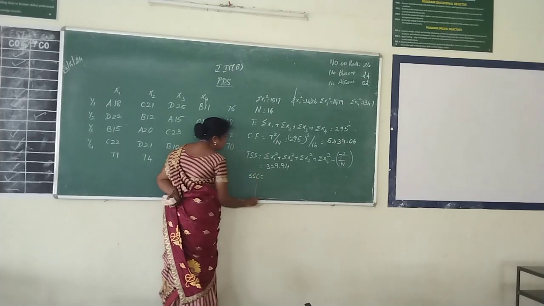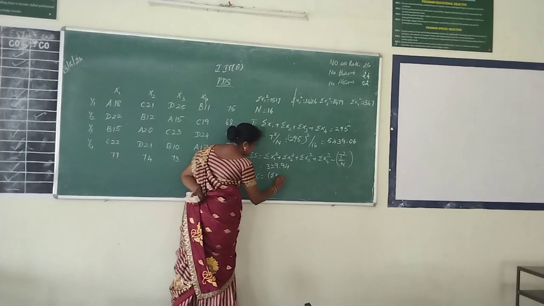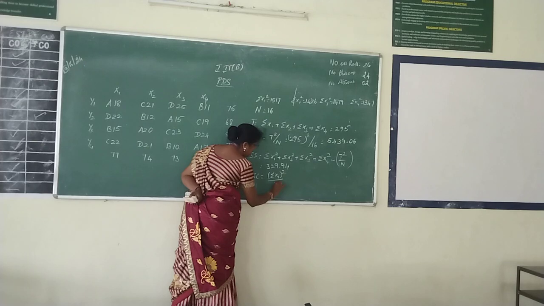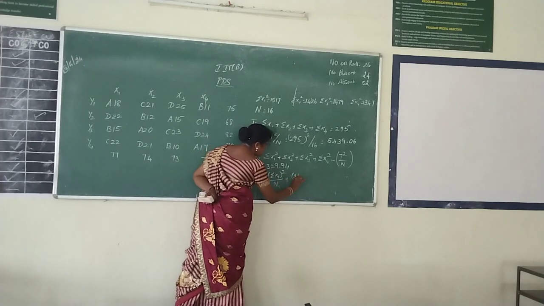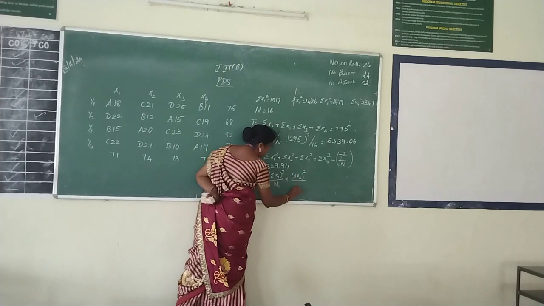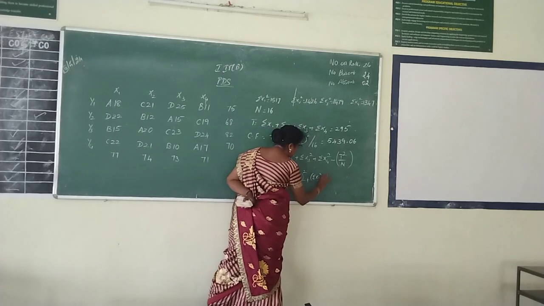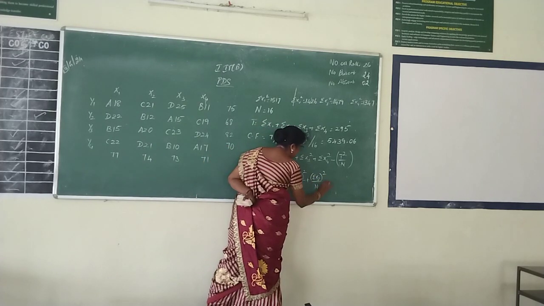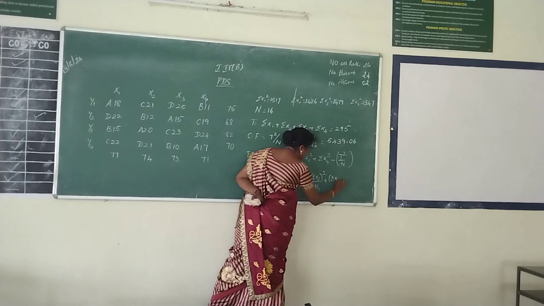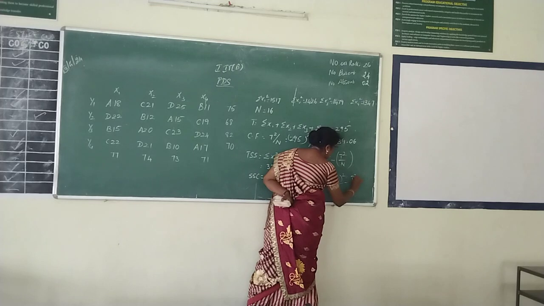SSC is given by the formula summation of x1 the whole square by n1 plus summation of x2 the whole square by n1 plus summation of x3 the whole square by n1 plus summation of x4 the whole square by n1 minus T square by N.